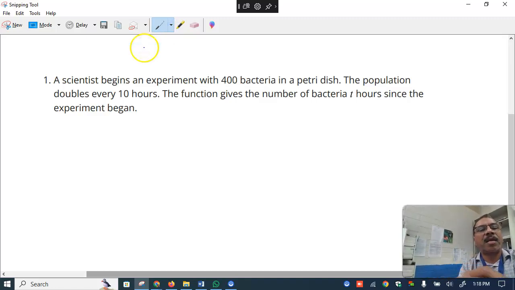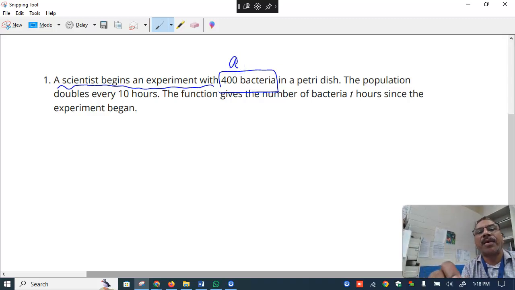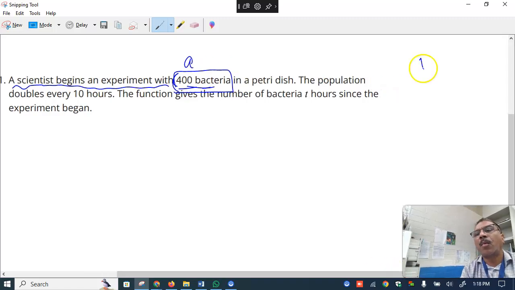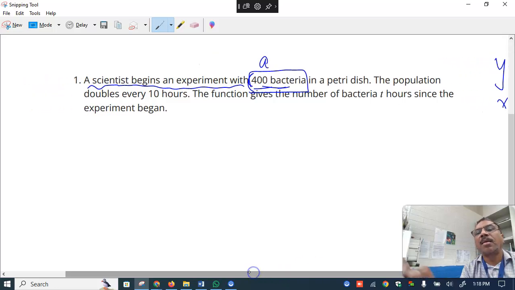The first one is: the scientist begins an experiment with 400 bacteria in the beginning. That means in the beginning, that's like the A. I want you to write it down this way so that you understand what that A is, because the equation is y equals A times B raised to x, and x is 0, 1, 2, like this. So the increase of x is when the input increases by 1, and that's the A part. A is 400.